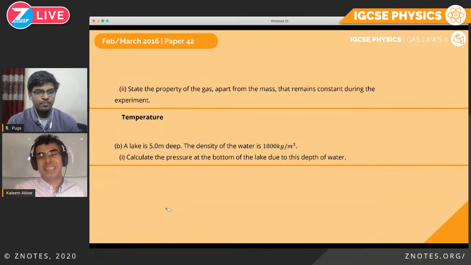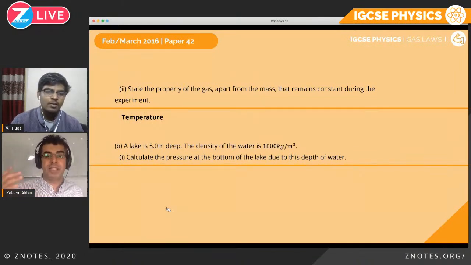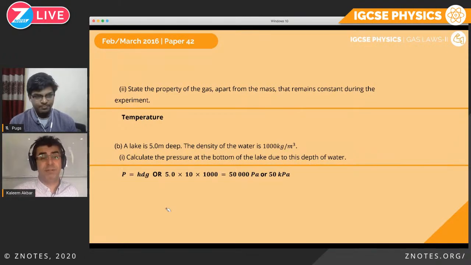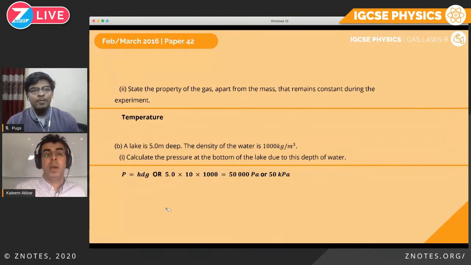And then part B, slightly not fully related. A lake is 5 meters deep. The density is 1,000. Calculate the pressure at the bottom. Pressure equals density times gravity times height. So this is the pressure formula for a fluid. You've got the depth. You should know gravity is 10, and you know the density of water is 1,000. Plug in the numbers, and you get 50,000 pascals or 50 kilopascals.